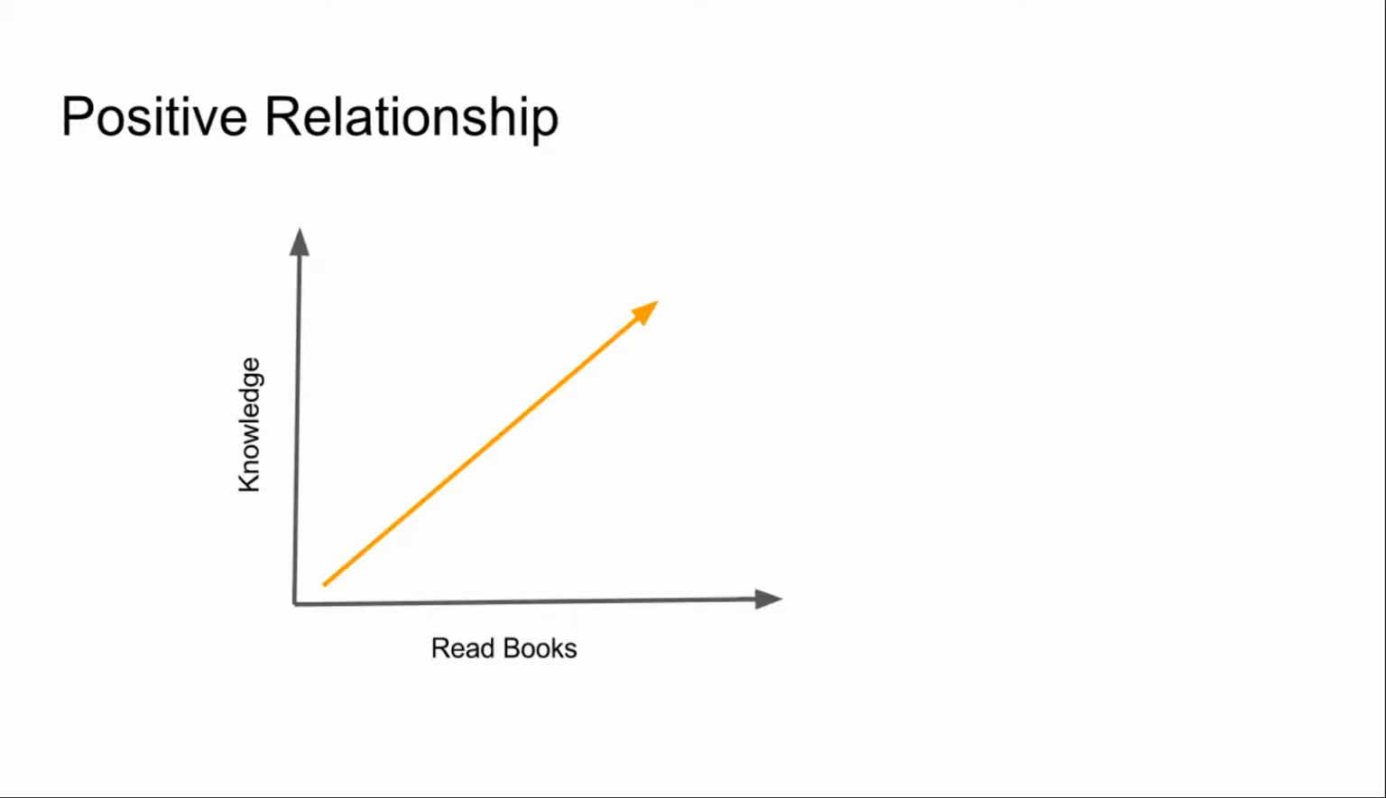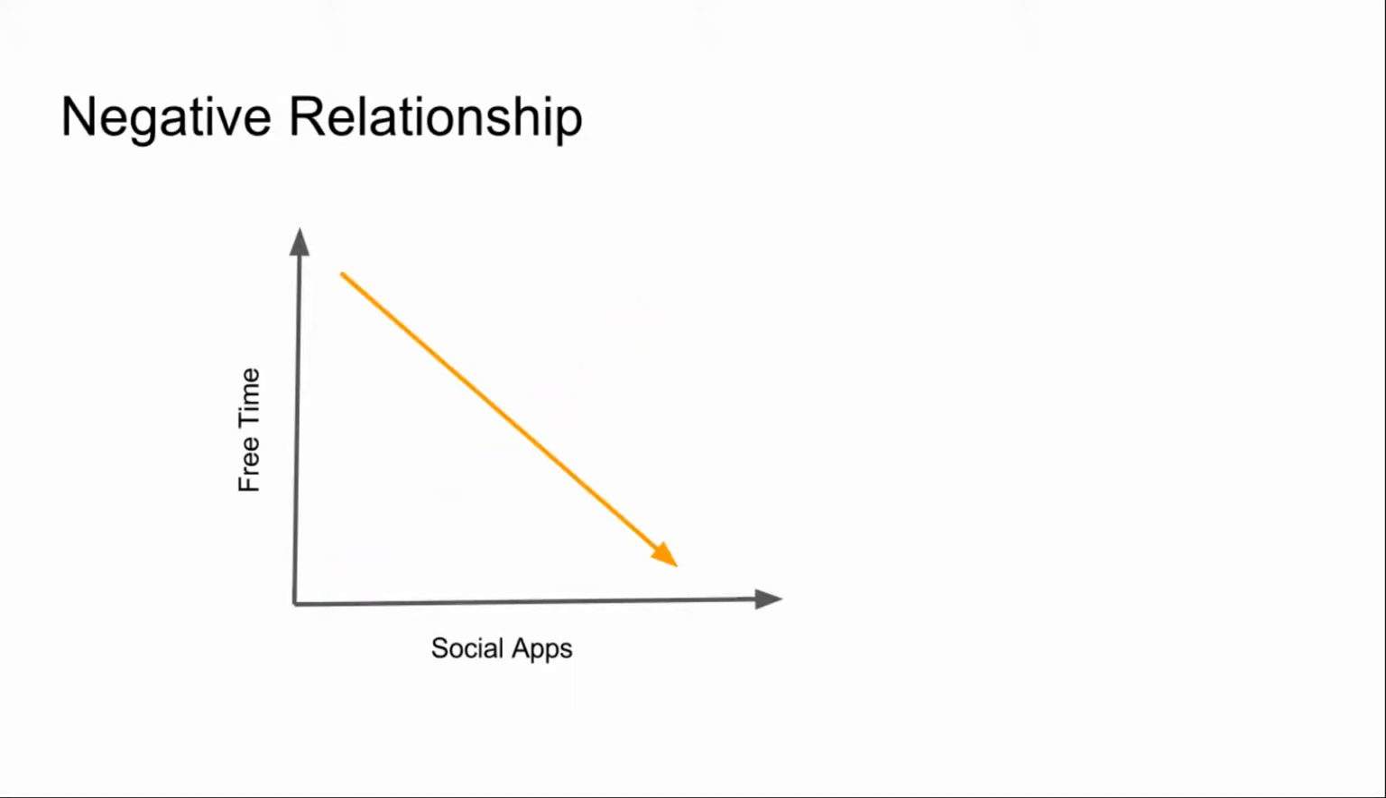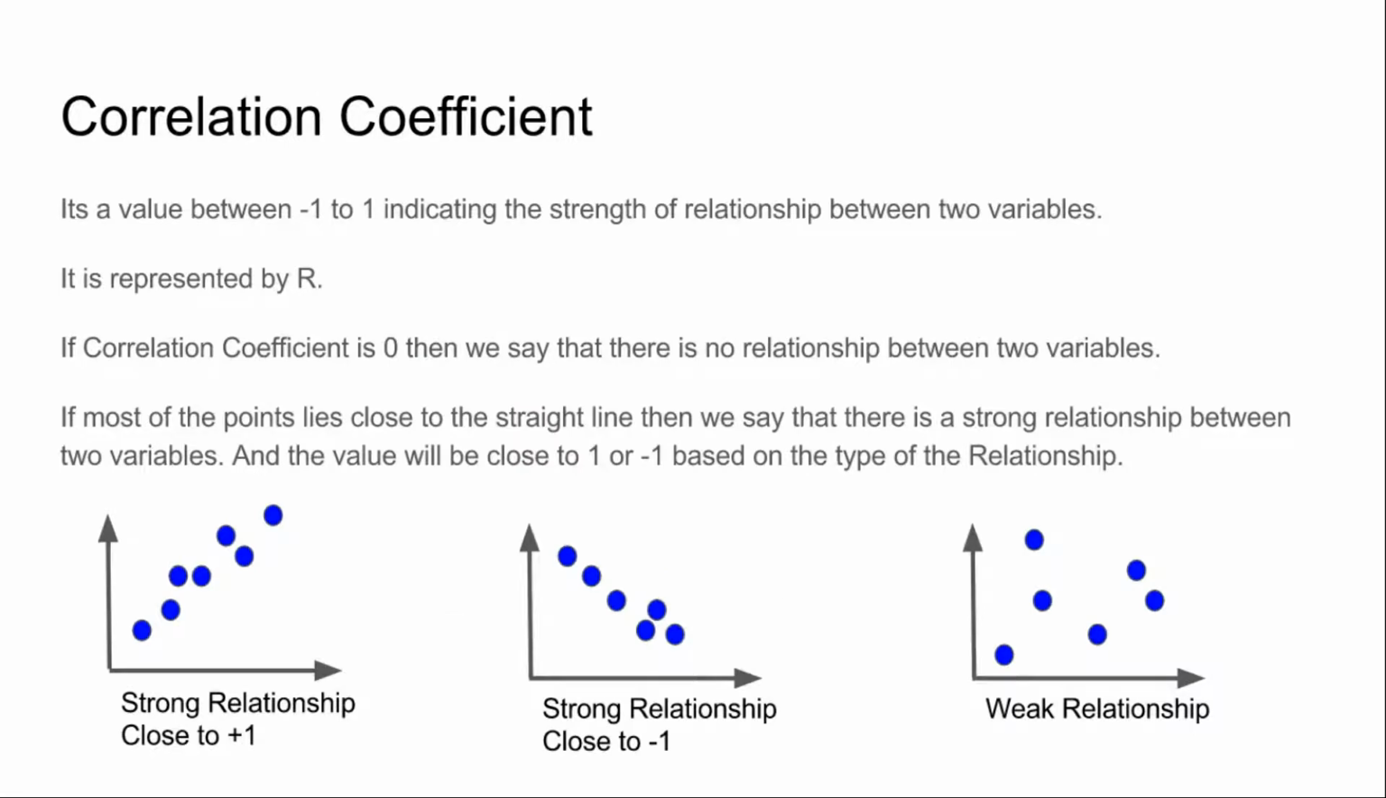Look at this diagram. We have read books on the x-axis and knowledge on the y-axis. So when you read more books, your knowledge increases. So we say that there is a positive relationship between knowledge and read books. In this diagram, we have social apps on the x-axis and free time on the y-axis. So when you use more social apps, you will have less free time. So we say that there is a negative relationship between free time and social apps.